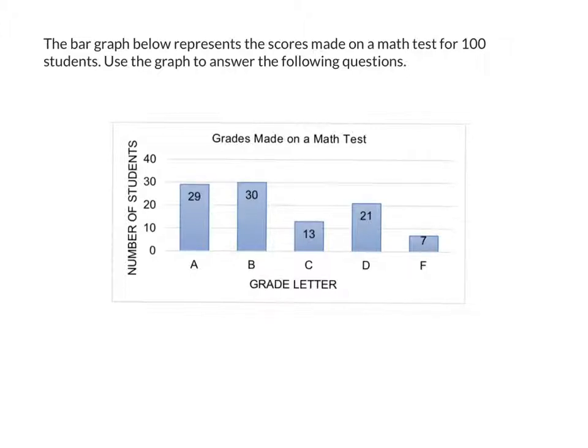Here we have a bar graph. Notice that the horizontal axis represents the grade letters that the students made on the math test. The vertical axis represents the number of students that made that grade. So if we look at A, we can see that 29 students made a grade of an A on the test. Similarly, if we look at the grade letter F, we can see that 7 students made an F.